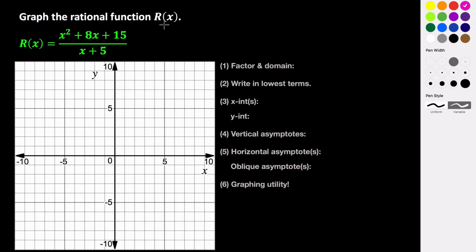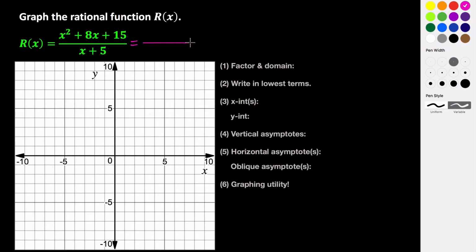So we want to graph the rational function r of x equals x squared plus 8x plus 15 divided by x plus 5. So again, we have to go through these steps that we talked about when analyzing a rational function. So our first step is to factor this and figure out its domain.